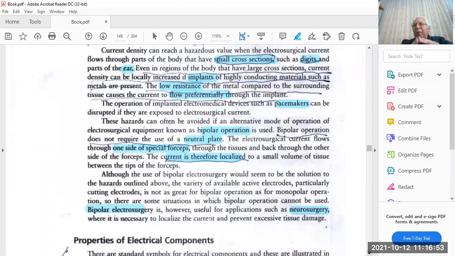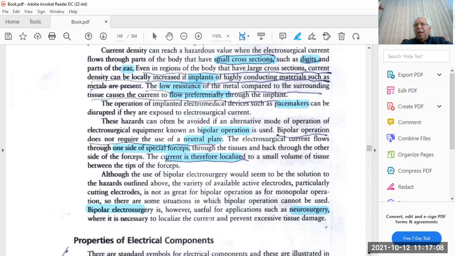Of course, we have two types of diathermy. We have monopolar and we have bipolar. What we were discussing is the monopolar, where we have an active electrode and we have a neutral plate, so the current will go through this circuit.